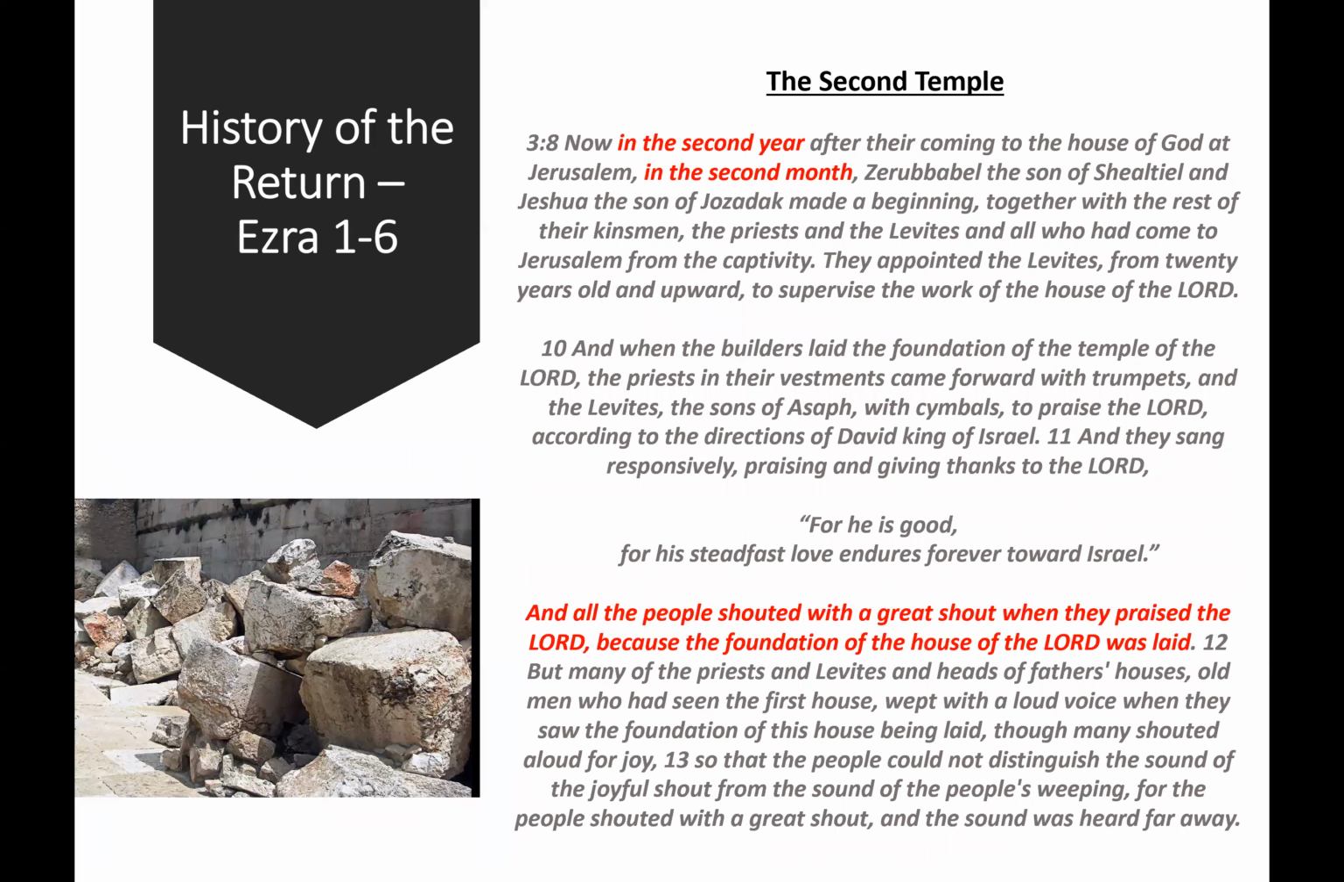Verse 8. Now in the second year after their coming to the house of God at Jerusalem, in the second month, Zerubbabel the son of Shealtiel and Jeshua the son of Jozadak made a beginning, together with the rest of their kinsmen, the priests and the Levites and all who had come to Jerusalem from the captivity. They appointed the Levites from 20 years old and upward to supervise the work of the house of the Lord. And when the builders laid the foundation of the temple of the Lord, the priests in their vestments came forward with trumpets, and the Levites, the sons of Asaph, with cymbals to praise the Lord, according to the directions of David, king of Israel.